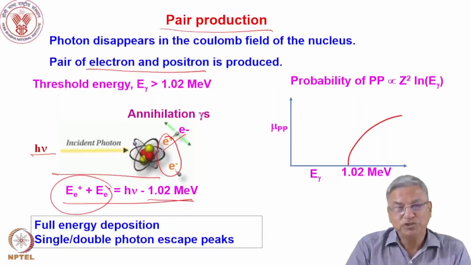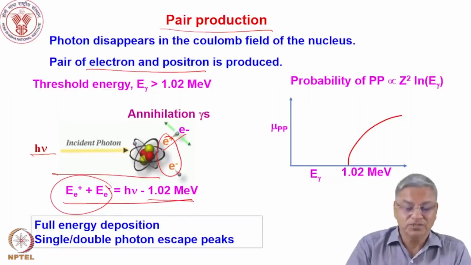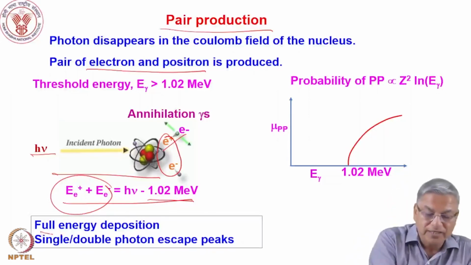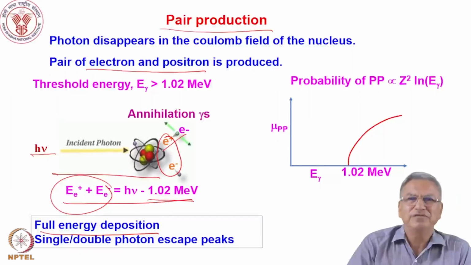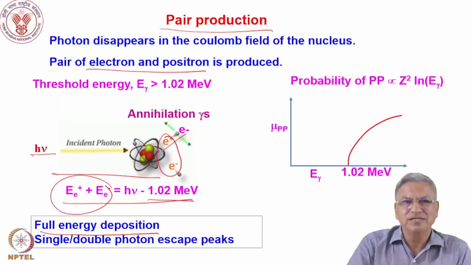Either they can get deposited in the system, or they can escape also. So there can be full energy deposition if the detector is large enough, or one of the 511 keV photons may escape. This is called the single escape peak. Or both of the 511 keV gamma ray photons may escape from the detector. That is called the double escape peak.